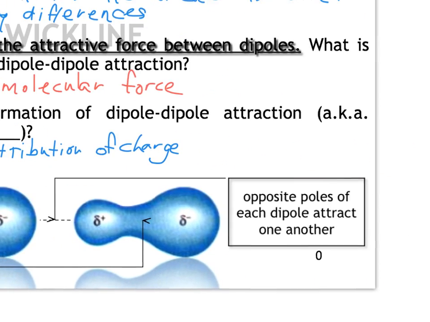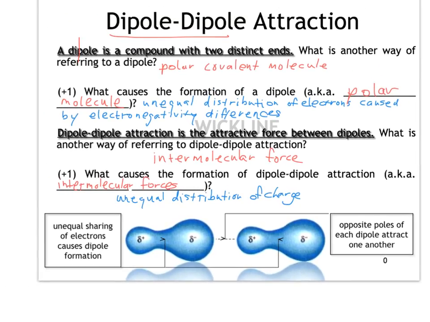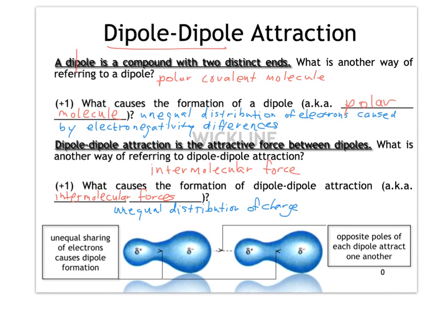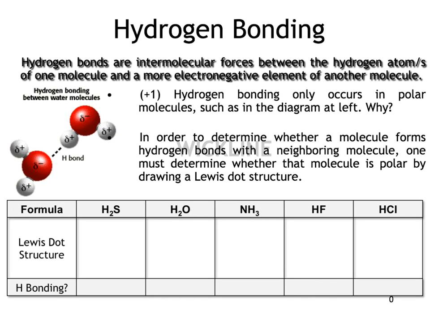And then those opposite poles that are created by the unequal distribution of electrons, those opposite poles actually will attract one molecule to another. And as we have discussed, that attraction has effects on the substance as a whole, meaning it can increase the melting point and increase the boiling point of the substance. And this leads us to a very special type of intermolecular force, which is called hydrogen bonding. Hydrogen bonds are intermolecular forces. I think that's an important thing to remember.